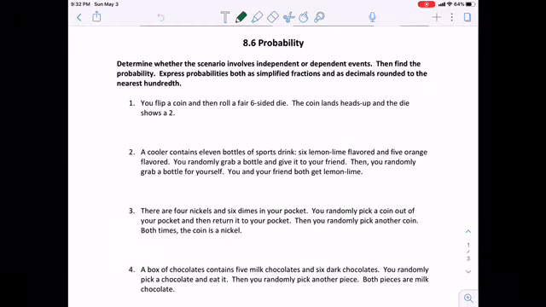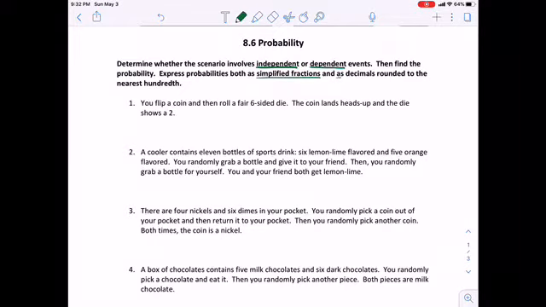All right, today we're talking about assignment 8.6, probability. This first section says determine whether the scenario involves independent or dependent events. Then find the probability. Express probabilities as simplified fractions and as decimals rounded to the nearest hundredth.